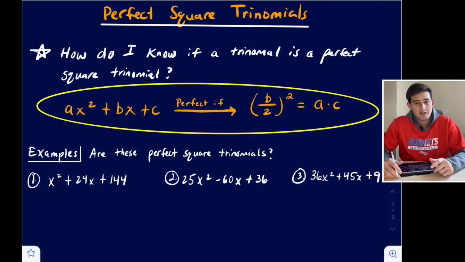In this video, we're going to talk all about perfect square trinomials. So the first thing we're going to do is say, how do I know if this trinomial is a perfect square? And then secondly, we're going to say, okay, now that this is a perfect square trinomial, is there a certain pattern that I could use in order to factor it?